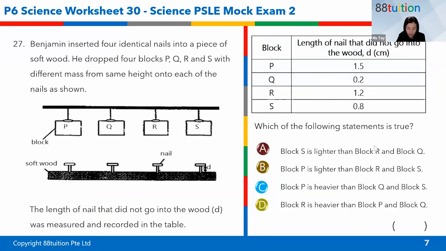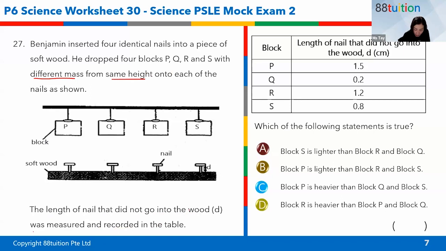Question 27. Benjamin inserted 4 identical nails into a piece of soft wood. He dropped 4 blocks, P, Q, R, and S, with different mass, so you need to take note of the information: different mass, same height, onto each of the nails. The length of nail that did not go into the wood was measured and recorded in the table. So which of the following is true?